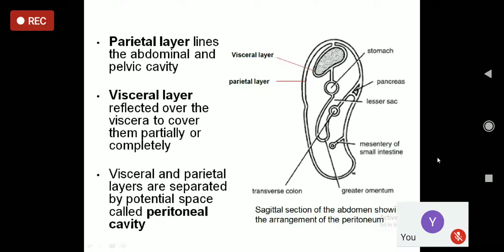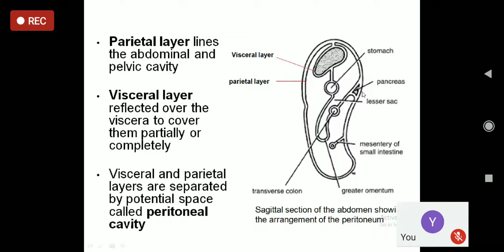The parietal layer lines the abdominal and the pelvic cavity. So this is the abdominal cavity, whereas this one is the pelvic cavity. The visceral layer is reflected over the viscera to cover them partially or completely. So the stomach is completely surrounded by the visceral layer. Here we can see the stomach, and this is the liver. This one is the transverse colon, and this one is the small intestine. They all are completely surrounded by the visceral layer, and they are known as intraperitoneal organs.